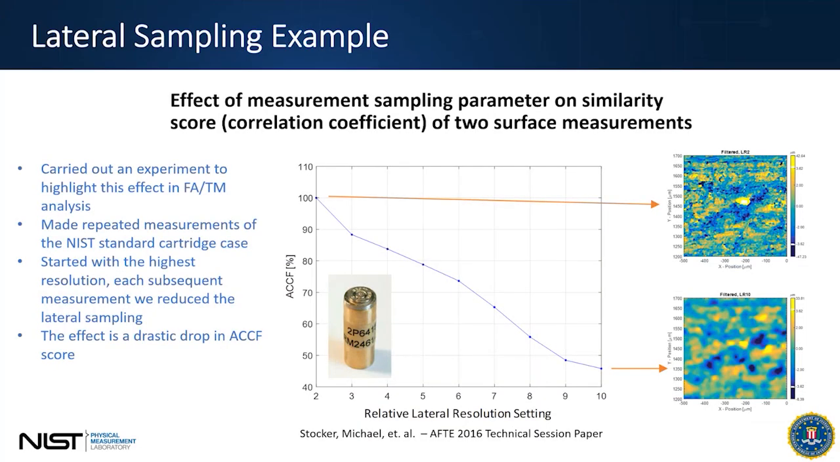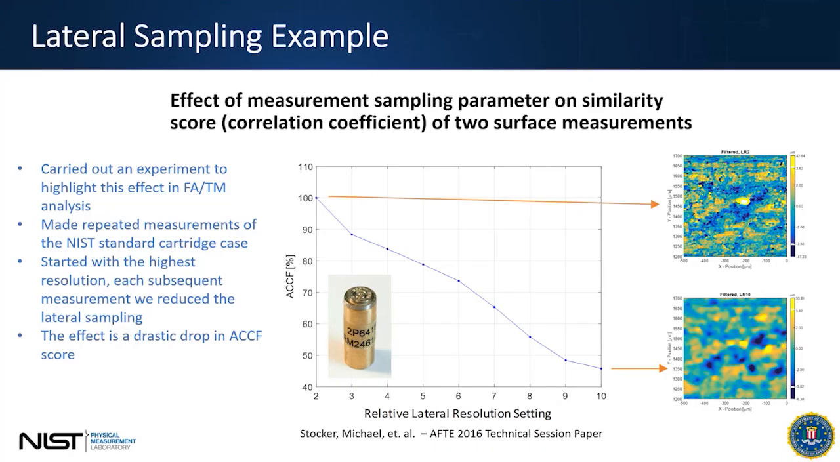And we tested this idea measuring one of our standard cartridge cases. In this particular plot, the y-axis is a similarity measure we use, ACCF, where 100% means it's exactly the same thing. Then we deliberately added higher and higher spacing between our pixels, meaning lower lateral resolution. You can see that the similarity of that same exact object, when you compare it against the highest resolution measurement, starts to drop. By the time you're 10 times out, you're already at half the similarity metric.